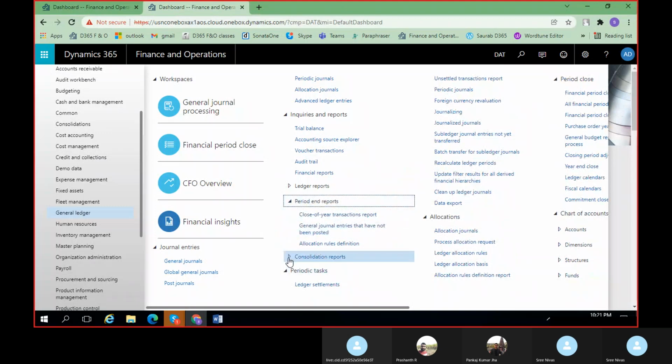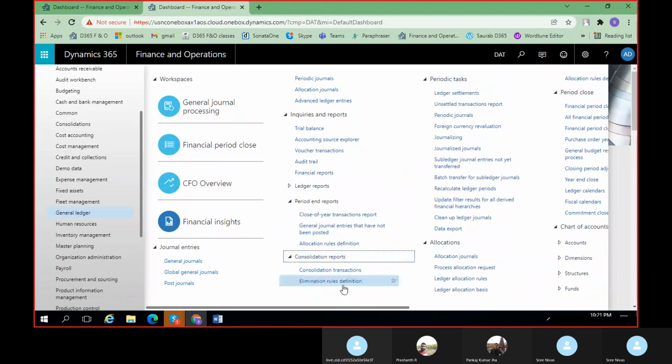And the consolidation, I was telling about this consolidation process, right? If you want to consolidate two or three groups of companies into one main company, you will have to have one parent company, or one separate consolidated company. Those things you can do here.